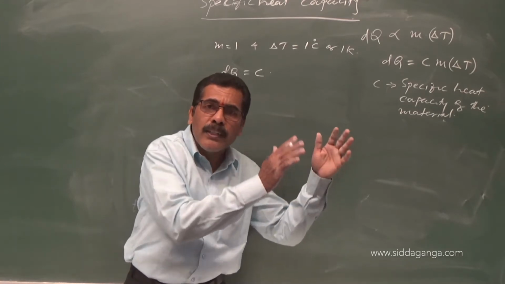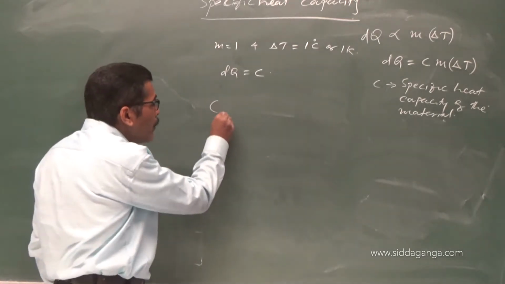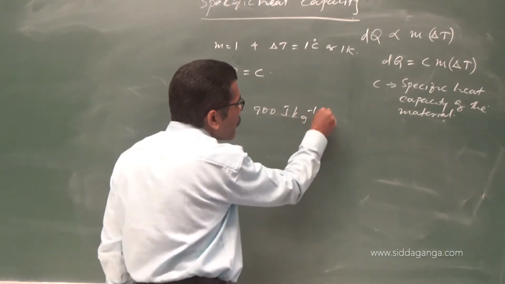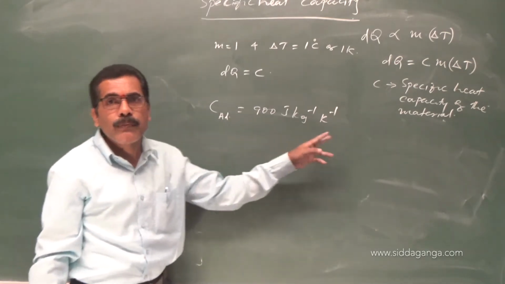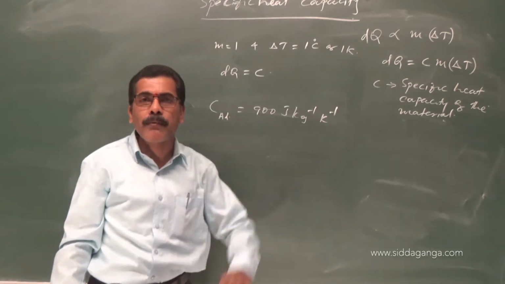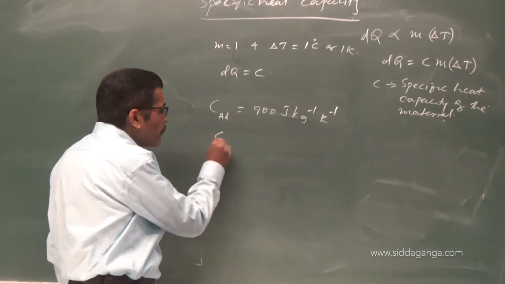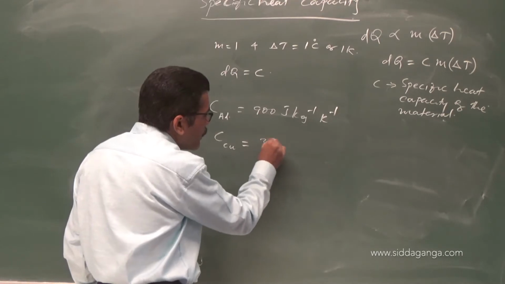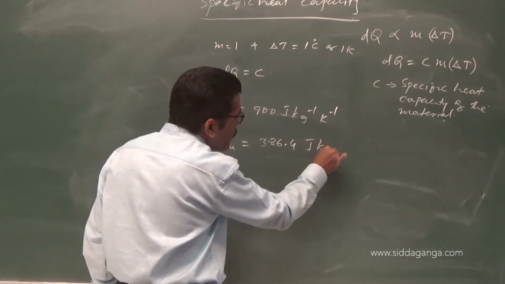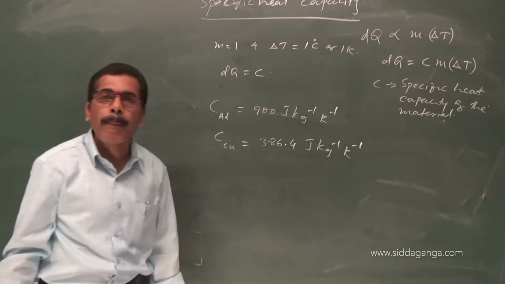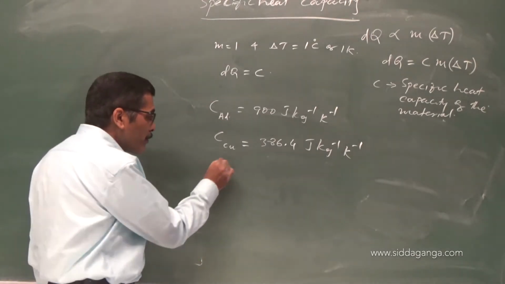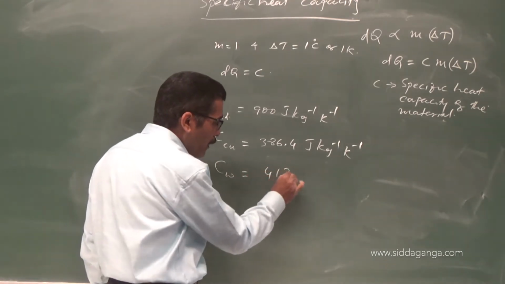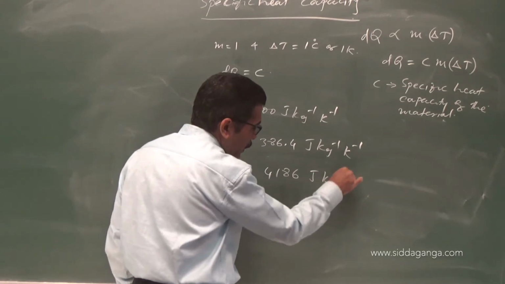And it differs for different materials. Suppose we take aluminium. For aluminium it is about 900 joule per kg per Kelvin. This is the SI unit for specific heat capacity, joule per kg per Kelvin. If you take copper, for copper it is 386.4 joule per kg per Kelvin. If you take water, it has a large value, 4186 joule per kg per Kelvin.